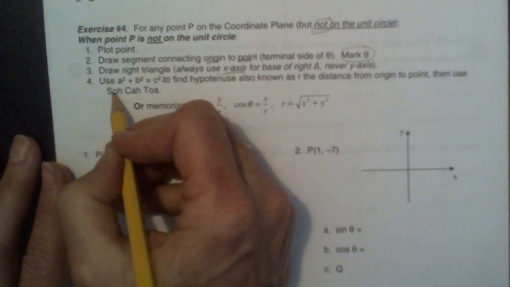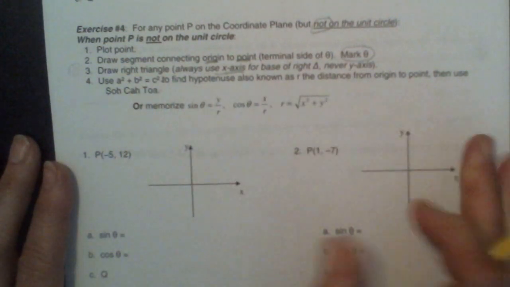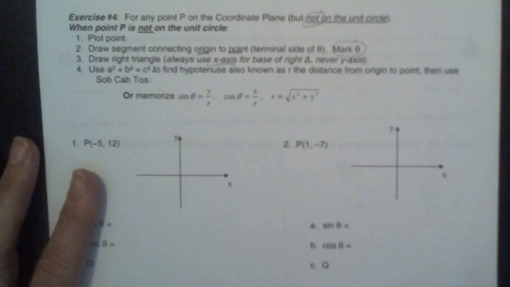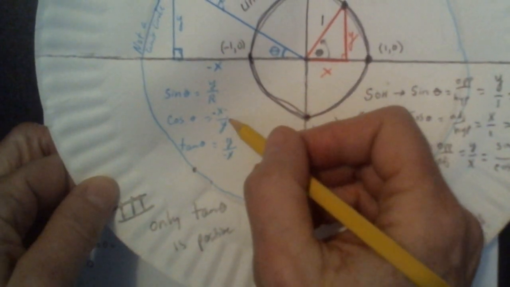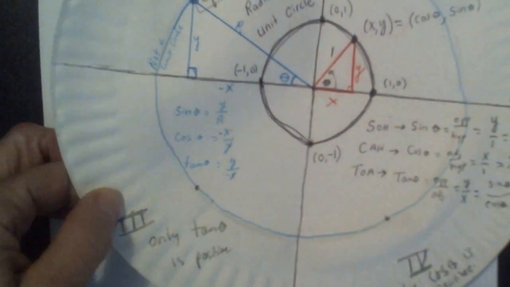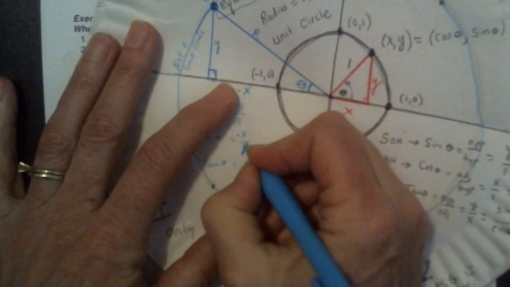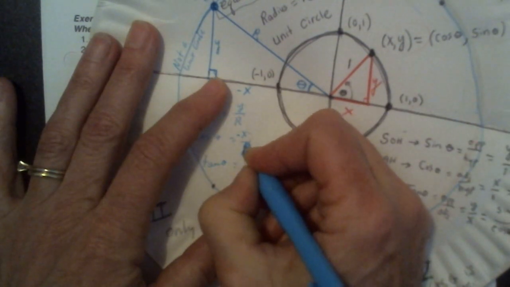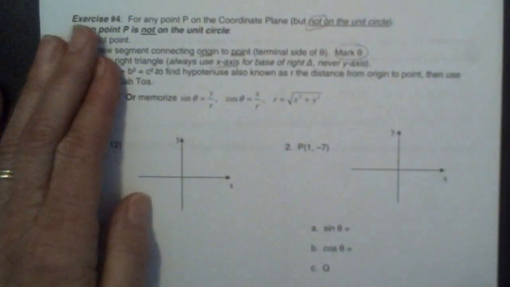SOHCAHTOA says sine is opposite over hypotenuse, cosine is adjacent over hypotenuse, tangent is opposite over adjacent. Or you can memorize what was on your unit circle about the sine being y over r, cosine being x over r. Oh my gosh, I made a mistake. This one should be x. Take your paper plate. I'm very sorry. This should be x over r, negative x over r. Please change that. I'm sorry. And then the tangent is y over negative x.